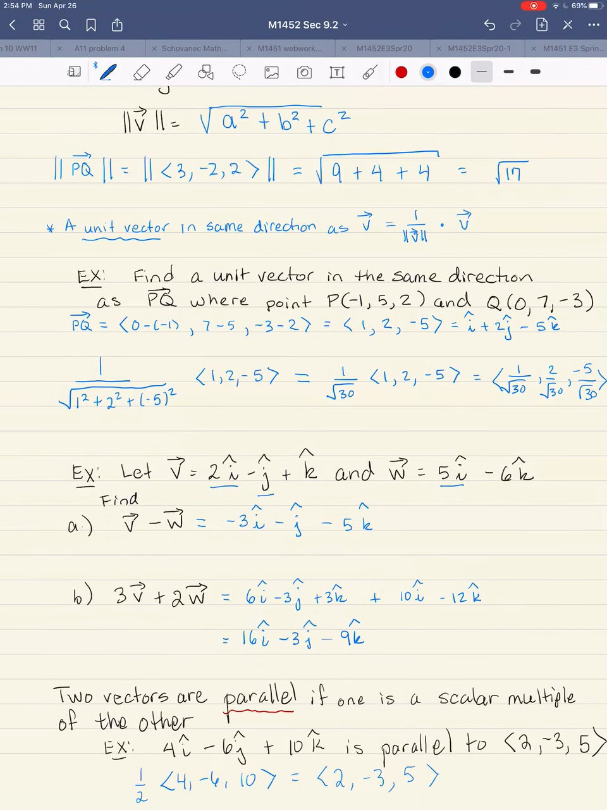And that's it. That's all I've got for section 9.2. It's pretty much the same as section 9.1, except I've got the added bit in there about what it looks like to do some point plotting and graphing in 3 dimensions.